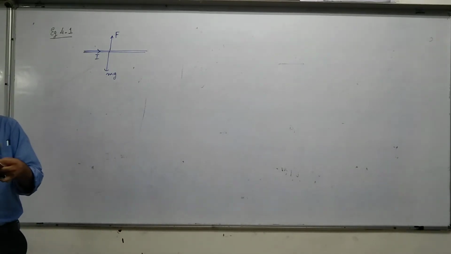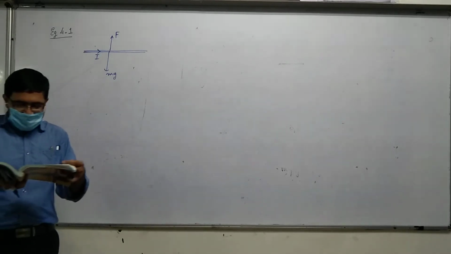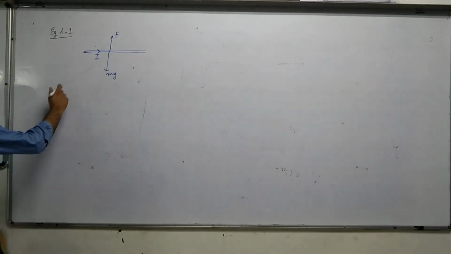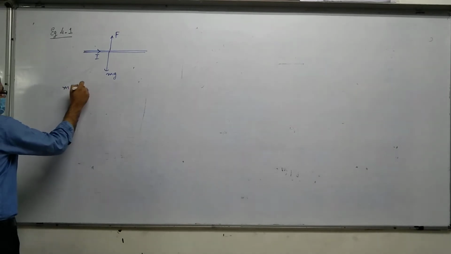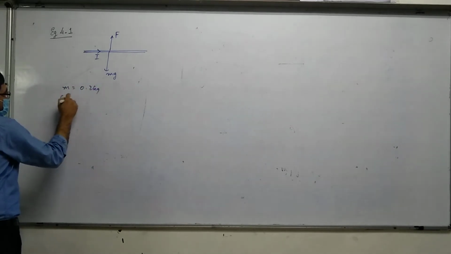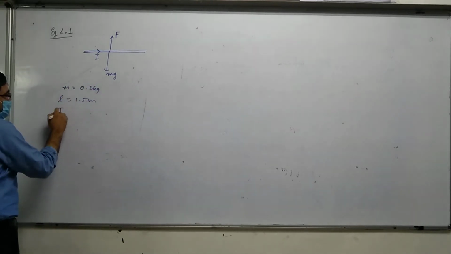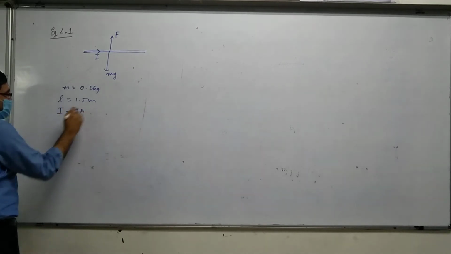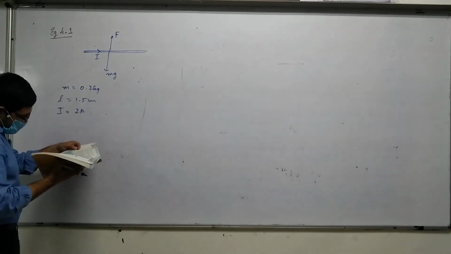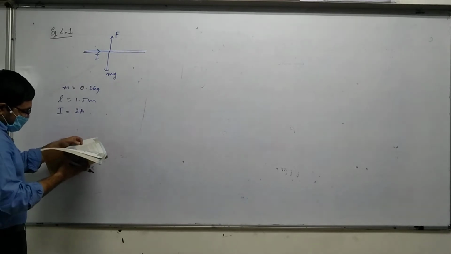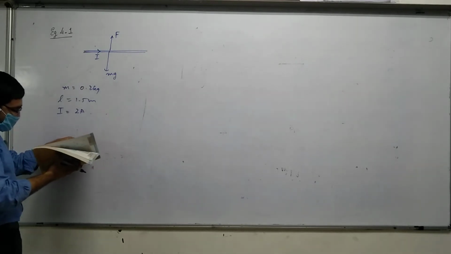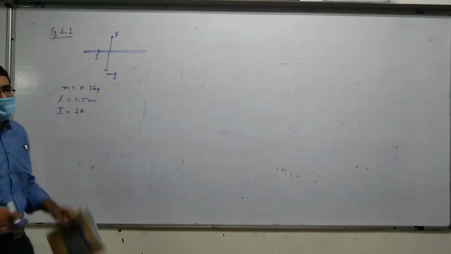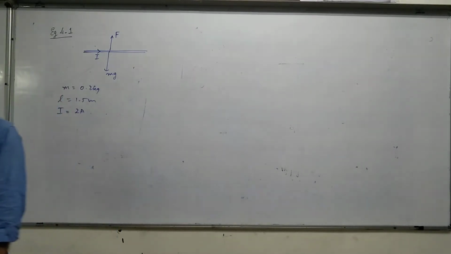A straight wire of mass 200 gram, length 1.5 meter. The mass is how much? 200 gram, 0.2 kg. Length 1.5 meter. This is current. How much current? 2 ampere. Okay. It is suspended in midair by a uniform horizontal magnetic field. So everywhere there is a magnetic field, in which direction? Horizontal.